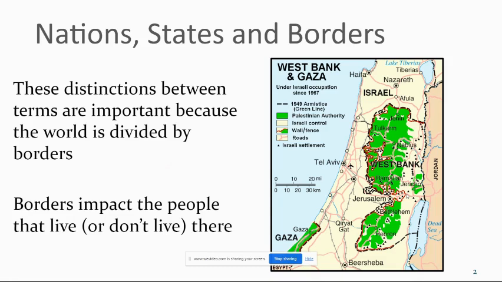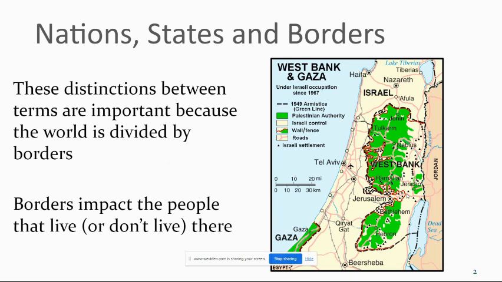So earlier this week, we talked about nations, states, and borders. And we said nations were groups of people who have similar identity and similar history. States are countries, so states have clear boundaries. And borders are those internationally recognized borders. But the distinctions between these terms are important because the world is divided by borders, and borders impact the people that live or don't live there.